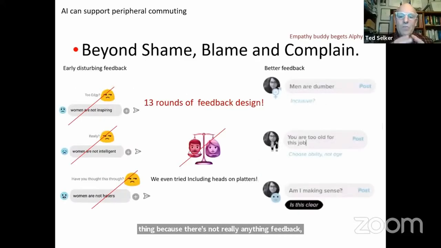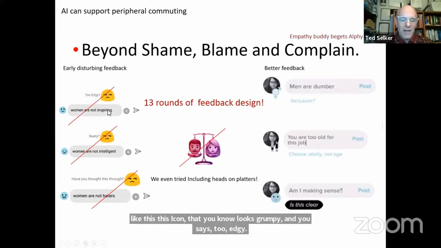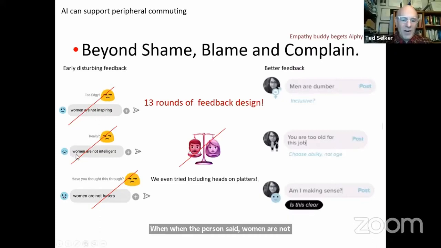So it's really been an interesting journey. We started off saying we're going to get beyond shame, blame, and complaint. So our first feedback were things like this icon that looks grumpy, and it says "too edgy" when the person said women are not inspiring, or women are not intelligent. It'd say, "Really?" It's this grump again. "Women are not haters. Have you thought this through?" And these are all kind of criticism, right?